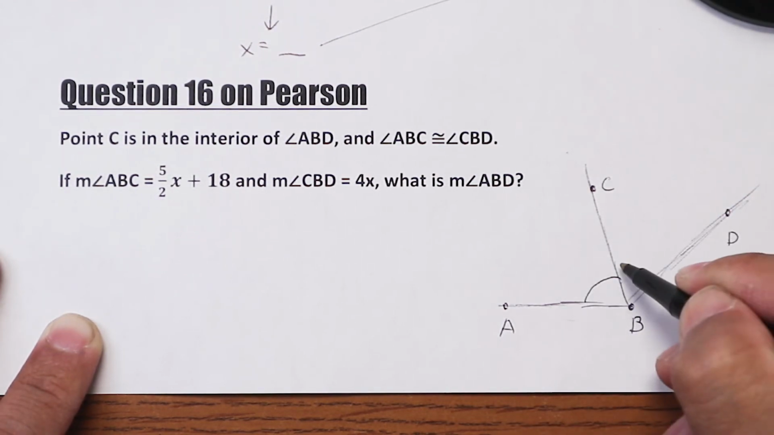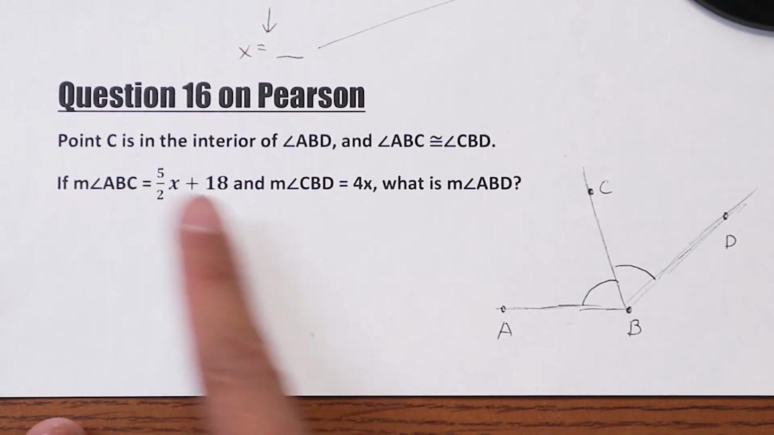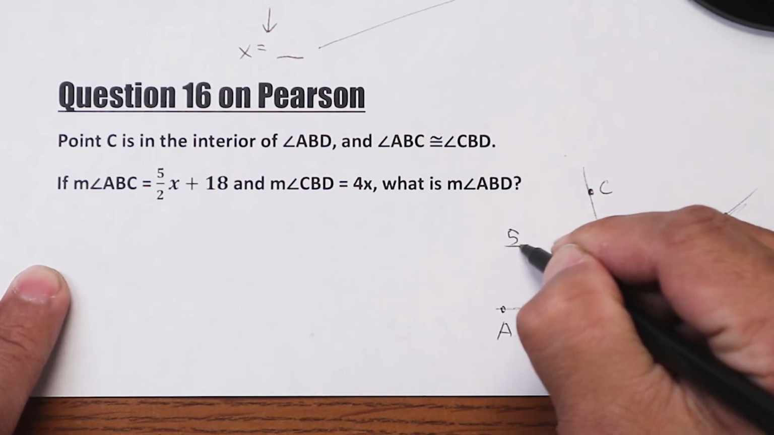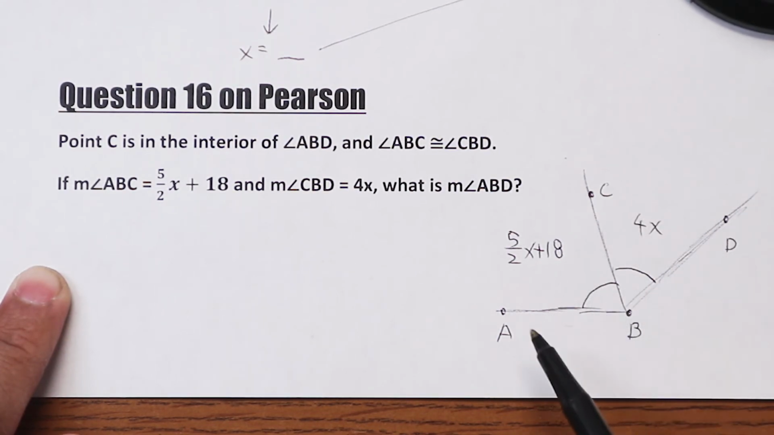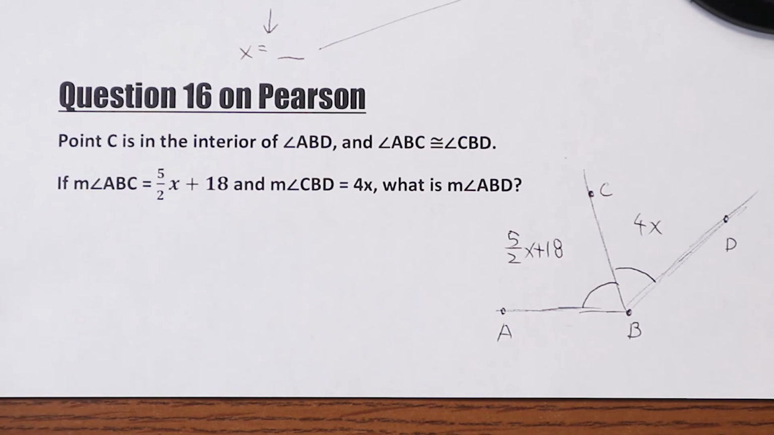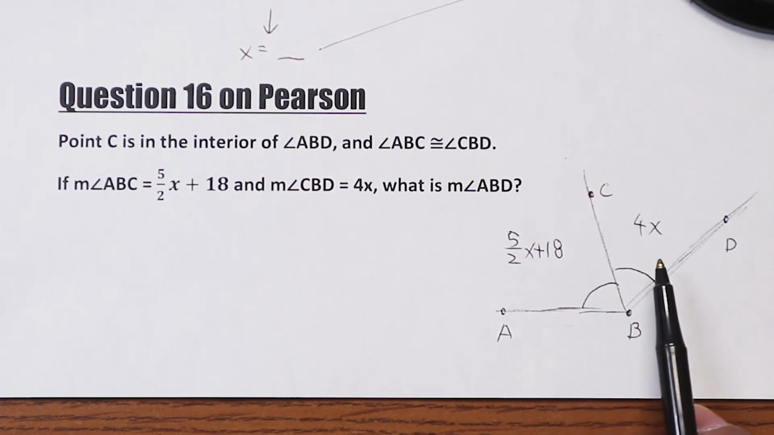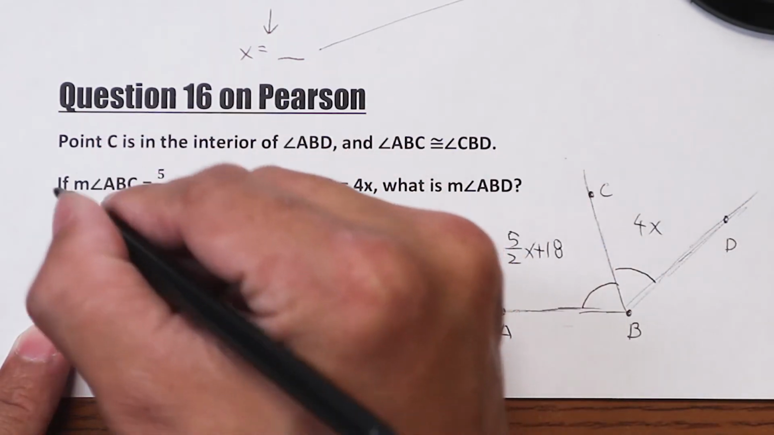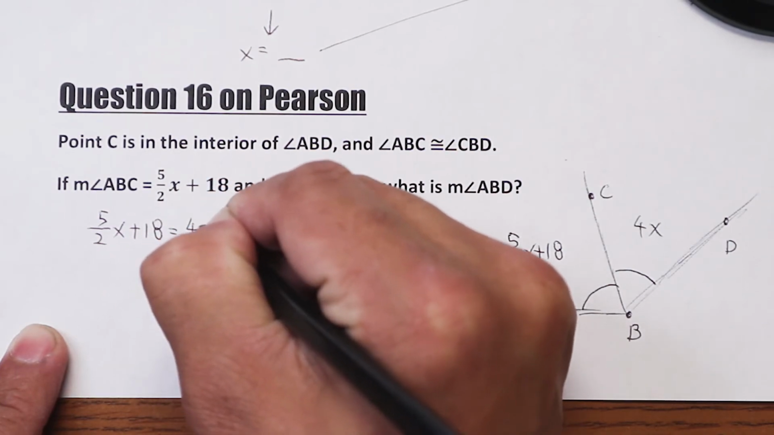So that means these two must have the arc. Now it says if measure of ABC is 5/2 x plus 18, and the measure of CBD is 4x. What is the measure of ABD? So first you have to find out, well, what is the measure of these two angles? Well, remember, they're equal to each other. These two angles are the same, so that means you set these two expressions equal to each other. So you're going to have 5/2 x plus 18 is equal to 4x.